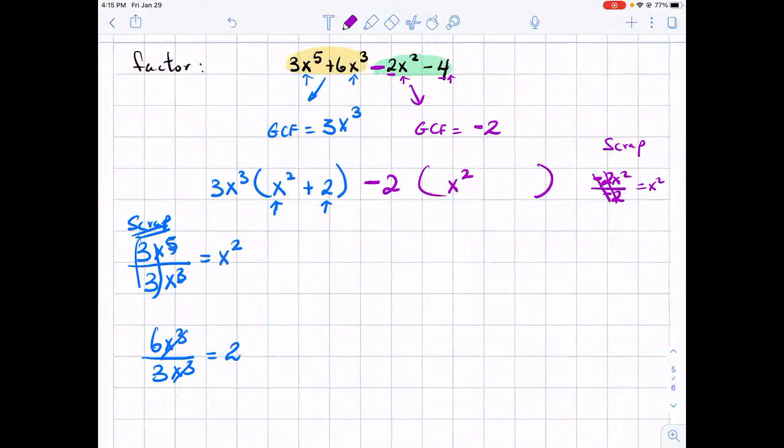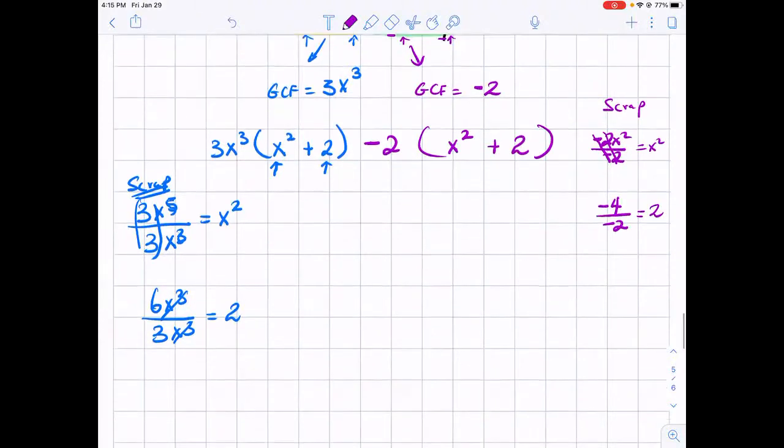And then you have to be very careful. What is minus 4 divided by minus 2? 2 negatives, if you divide, the result is positive. 4 divided by 2 is 2. So the answer is plus 2. Notice what happens. This sign here changed. That sign changed.